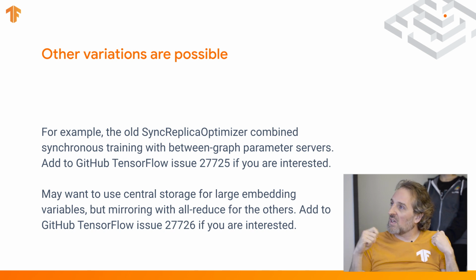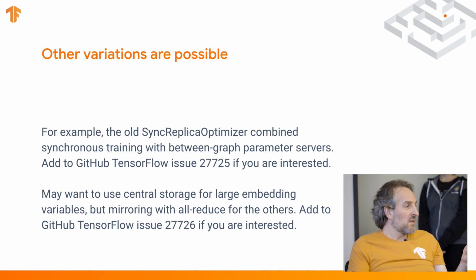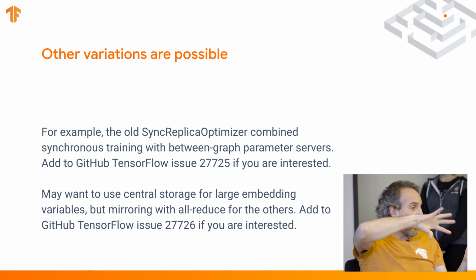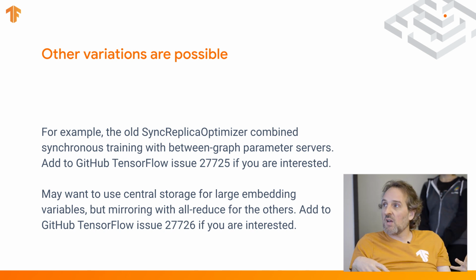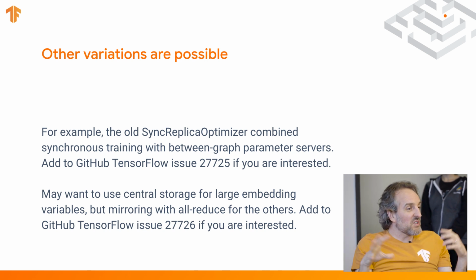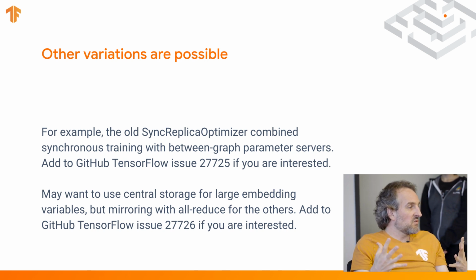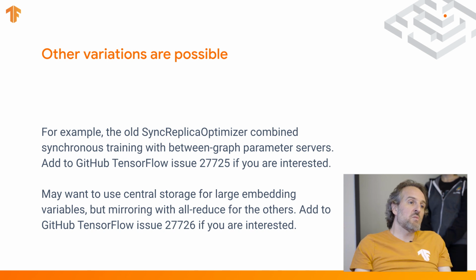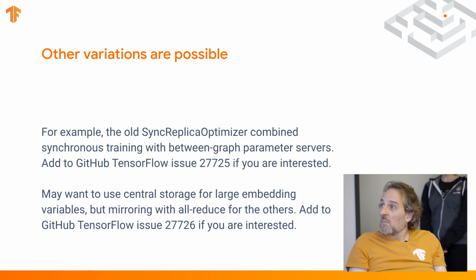Once upon a time, now deprecated, was the sync replica optimizer, which combined the parameter server style of variable storage with synchronized variable updates. You might also want a hybrid strategy where you have mirrored variables and all-reduce for most of your variables, but if you have a large embedding that won't fit on your GPU, maybe you just put that on the CPU as the central strategy. So we have GitHub issues tracking both of those possible features.